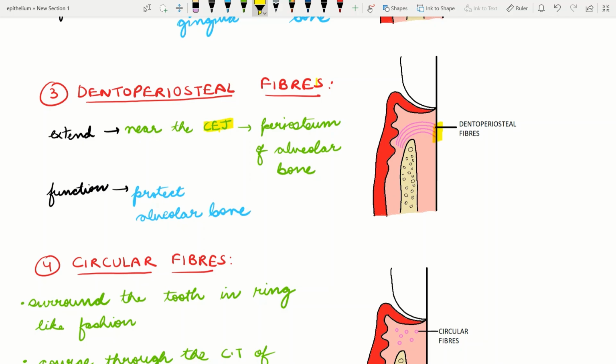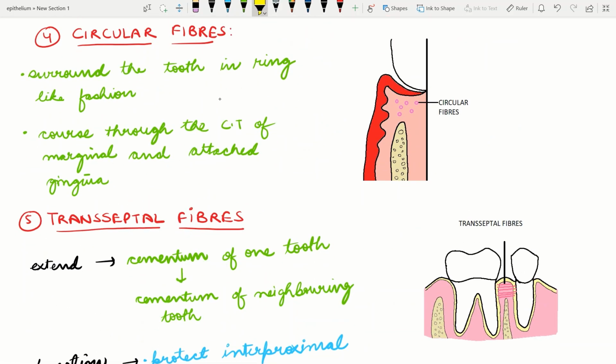From here they extend into the periosteum of your alveolar bone and they protect the alveolar bone. So these are your dentoperiosteal fibers, which extend from the CEJ to the periosteum of alveolar bone and they basically protect the alveolar bone. The fourth group of fibers that we will discuss here are the circular fibers.